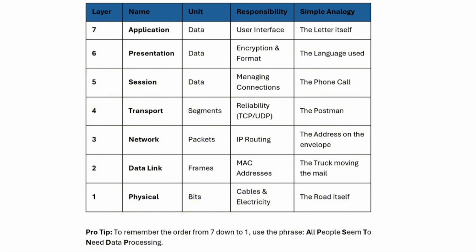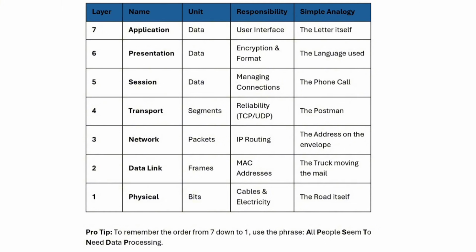So the first layer, the physical layer, is cables and electricity, and for data link it is MAC addresses, and for network layer it is IP routing, and for transport layer it is reliability, transfer of the protocols like TCP or UDP. And the session layer is for managing the connection between the data and the user. That means if the session is active, there is a connection, and if the session is cleared or the cookies are cleared, the session is ended and it must start with a new session or login.